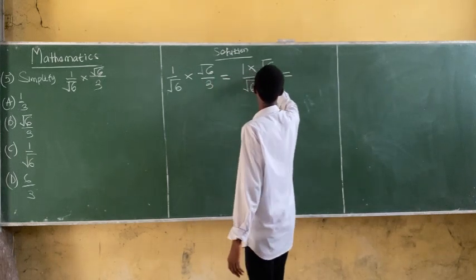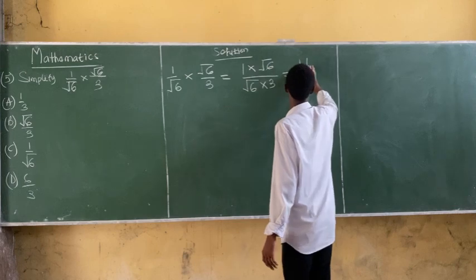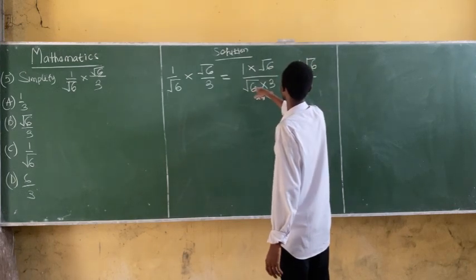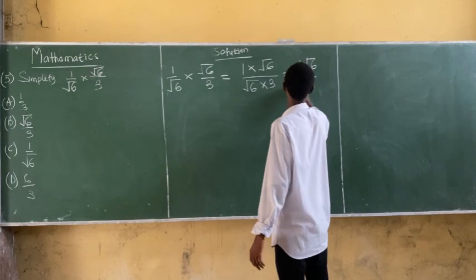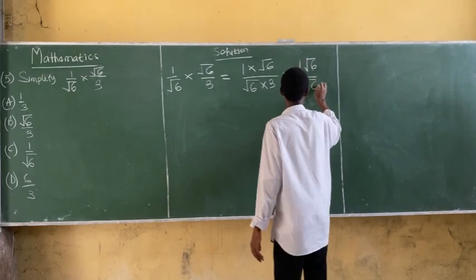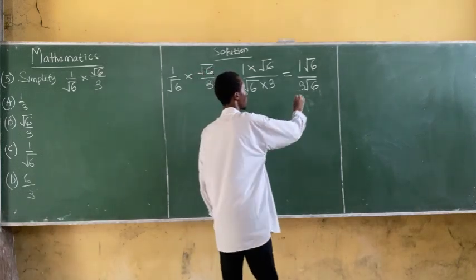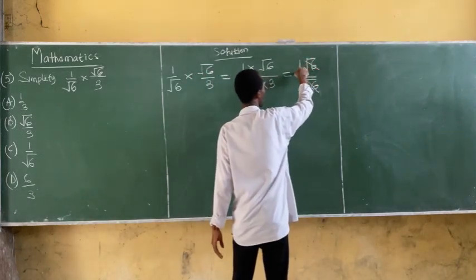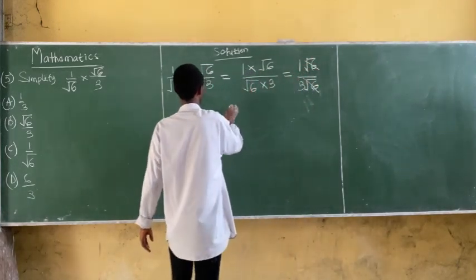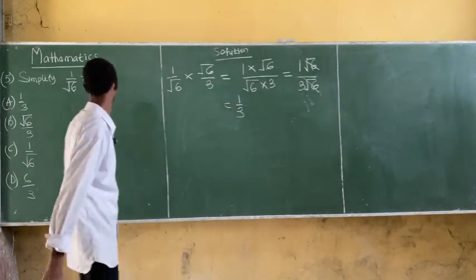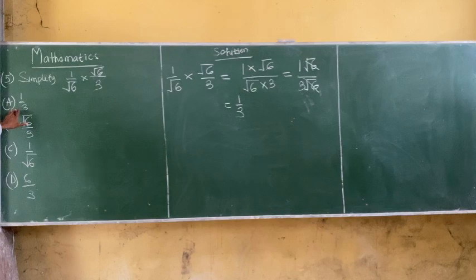This will give us 1 times root 6 will give us 1 root 6 divided by root 6 times 3 will give us 3 root 6. If you observe, both the numerator and denominator have root 6, so they cancel out. We're left with what? 1 over 3. Therefore, the correct option here is option A, 1 over 3.